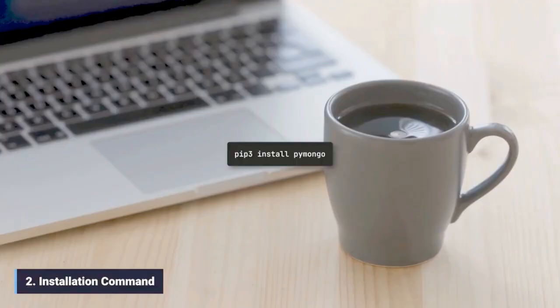2. Installation command. Open your terminal and use the pip3 command. There is no special binary version needed this time. Simply type pip3 install pymongo and let it finish the installation.